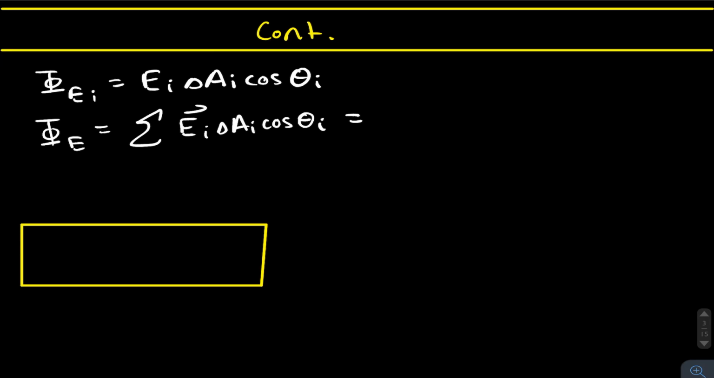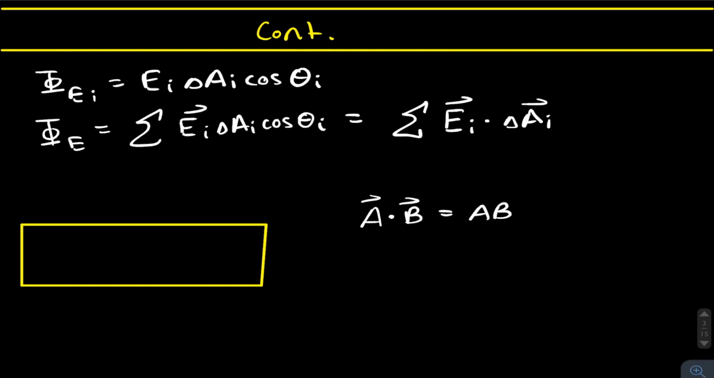And using the properties of the dot product, we can rewrite this as the sum of all E_i dot delta A_i. Now that's just a property of the dot product. So if I have some vectors, let's say A dot B, that's equal to AB cosine theta, where here it's the magnitude of those two vectors times cosine theta. So using that property, that's how I got from here to here.